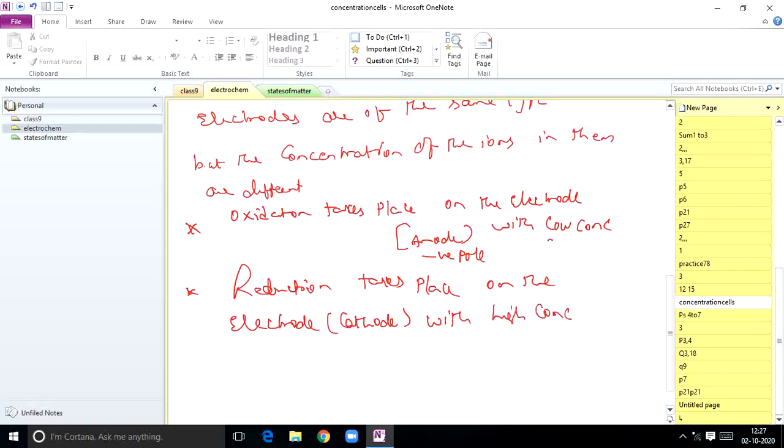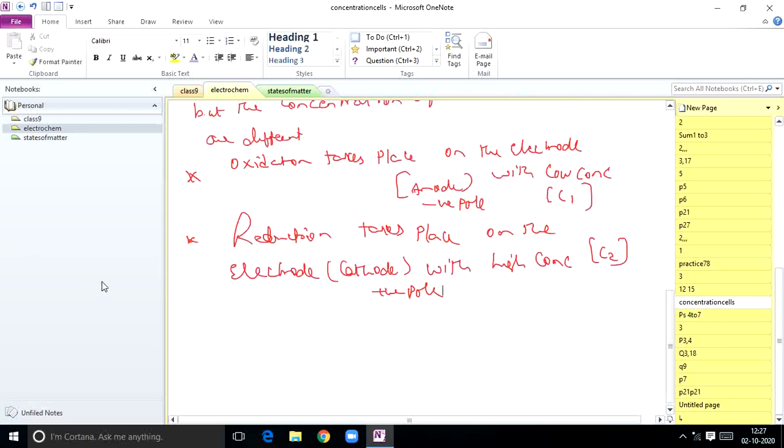So here low concentration is taken as C1, high concentration is taken as C2, and this cathode acts as the positive pole. Okay, students, you have to remember that C2 is always greater than C1.